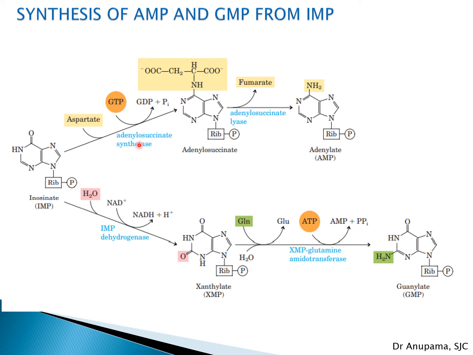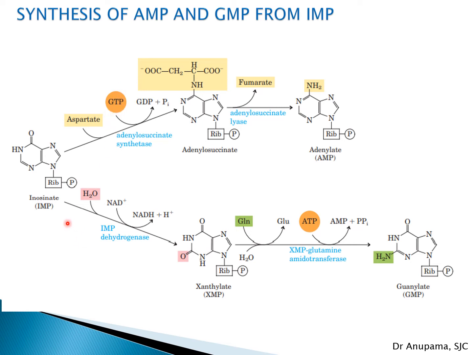Aspartate contributes the amino group. So aspartate in the presence of GTP condenses with IMP. Now fumarate is eliminated from here, resulting in AMP or adenylate. This is a GTP dependent reaction.